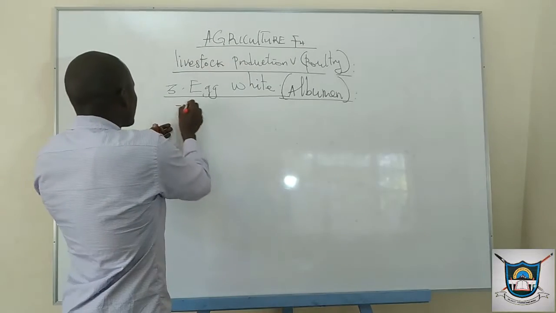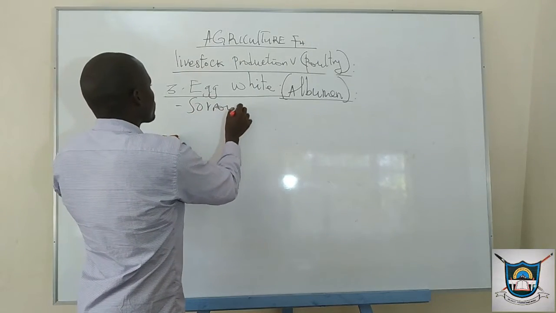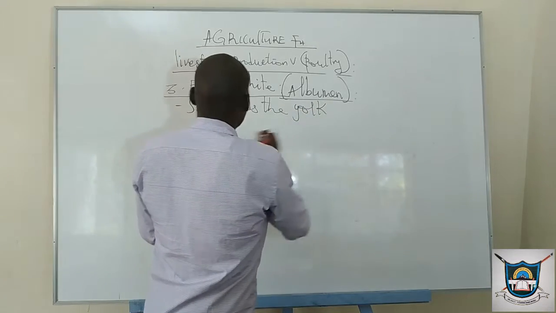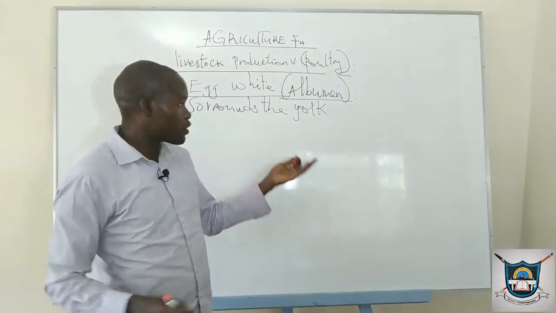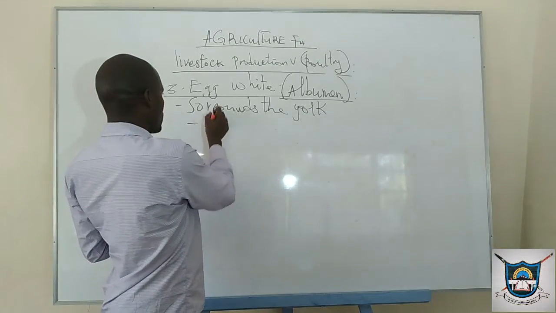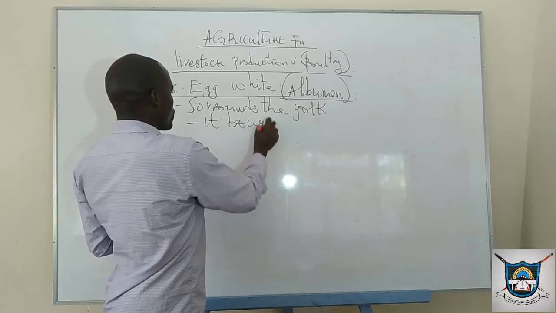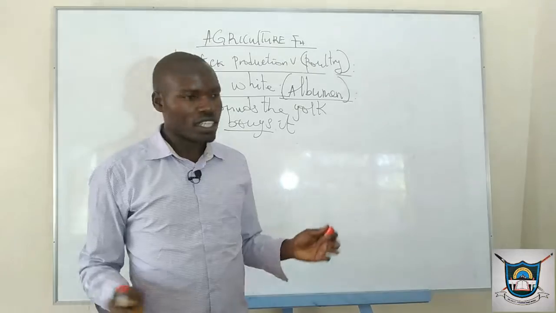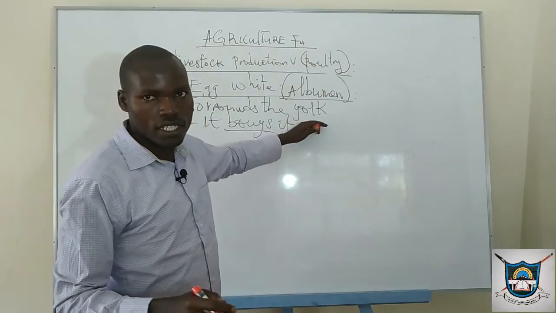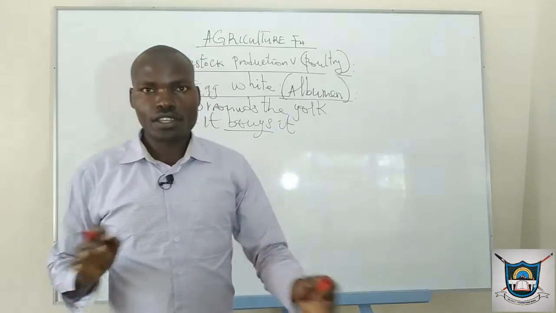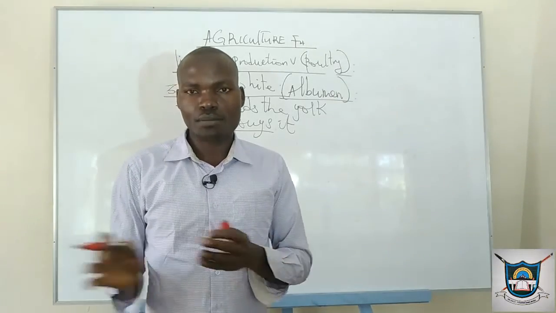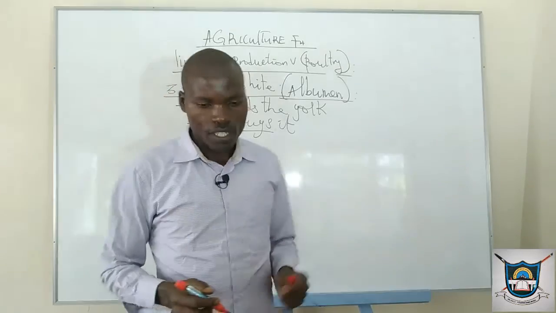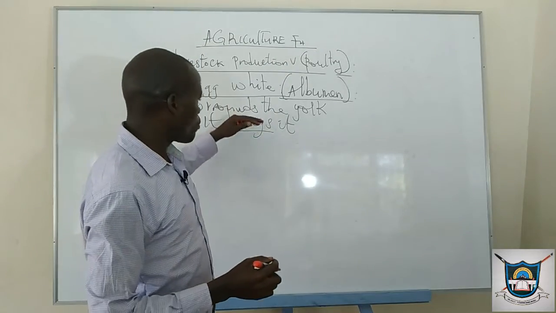What do we mean? Surrounding: it surrounds the yolk, and more than surrounding the yolk, it buoys it. What does this mean, buoy? It enhances the floating ability of the yolk, such that the yolk has the ability to remain at the central part of the egg and not move to any of the sides. That is what it means by buoys.